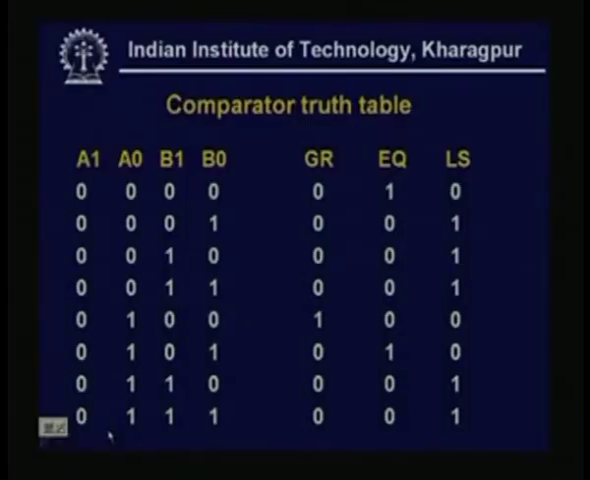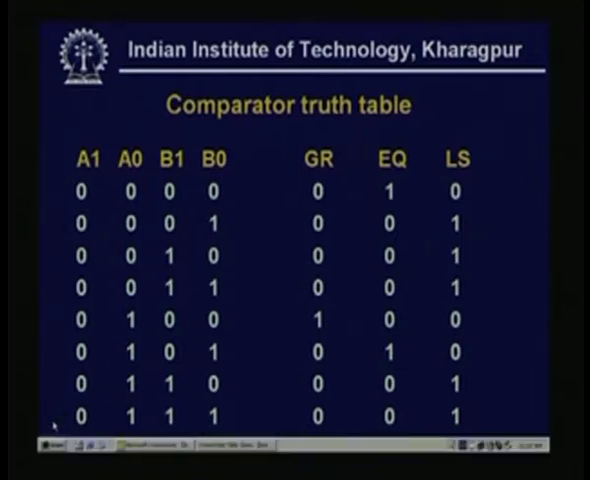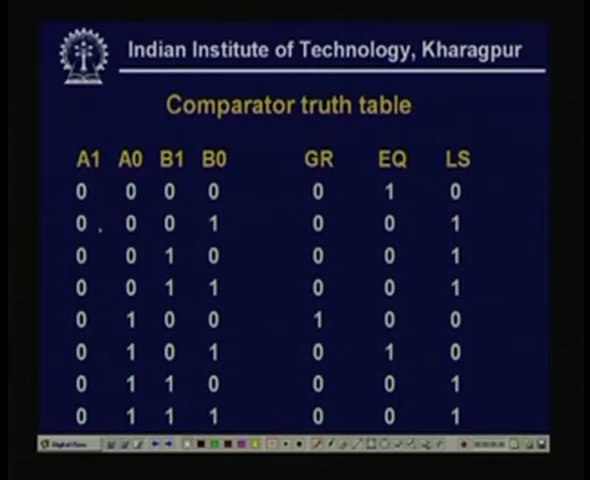So, when A1 A0 is 0 0 and B1 B0 is 0 1, what is the numerical value AB has? See, this is 0 0 means this is 0 value, this is 0 1 means 1 value. So, A is less than B. So, that is why LS is producing a 1, whereas the GR line and the EQ line, means greater and equal, they are giving 0.